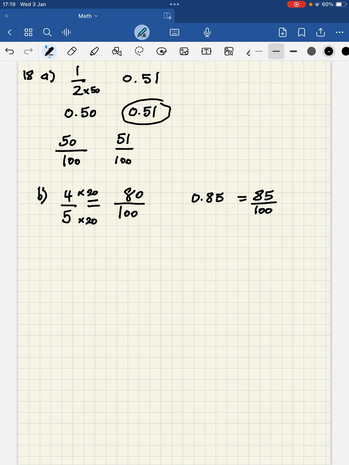And then for 19, 20, and 21, you just need to change them into either all fractions or all decimals. Okay? And that should take you to the end of the page. Have fun!